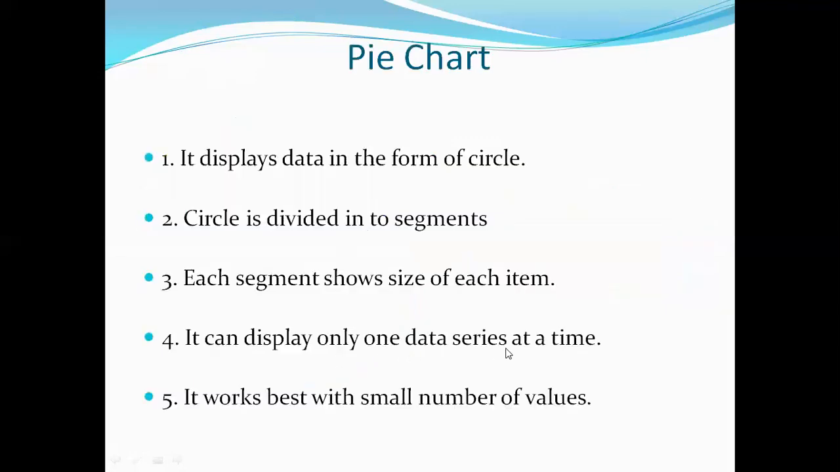So it can display only one data series at a time. Okay, this is very important, and this is how a pie chart is different: it can use only one data series. For example, in a bar chart and column chart, we have used subject 1, subject 2, subject 3, and we can add more. But in a pie chart, it should have only one data series. For example, the names of the cricketers and their scores. So the score will be the only data series which will be occupied. Okay, so it works best with a small number of values. So if your values are small, a pie chart is a good choice.